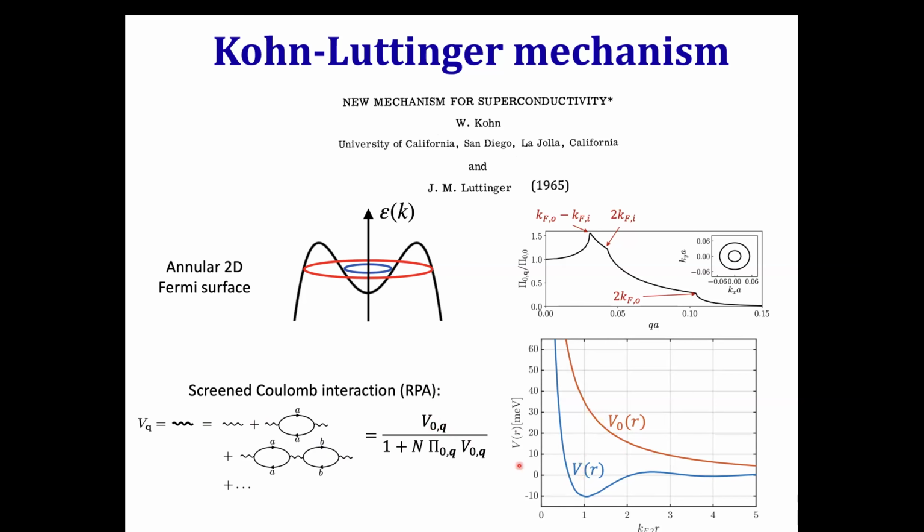And V of R is the screened Coulomb interaction, including this RPA screening, and it has these so-called Friedel oscillations, okay, coming from the characteristic wave vectors of this problem, which are differences between the inner and outer Fermi radius. Okay, and it starts with a repulsive core, but you see that there's a range of distances where the interaction actually becomes attractive. This is what would cause pairing.